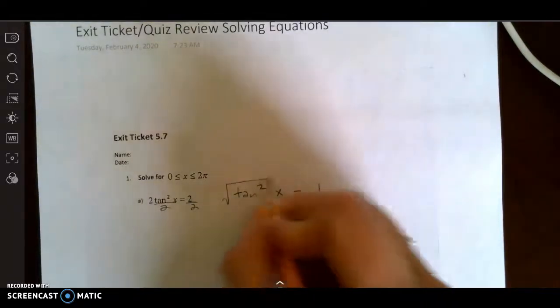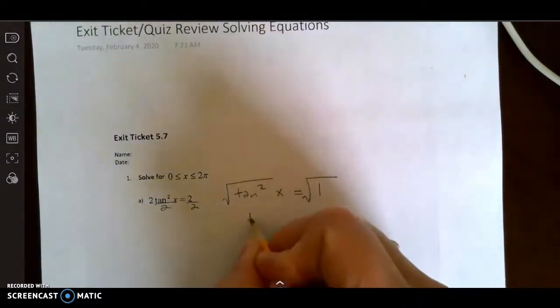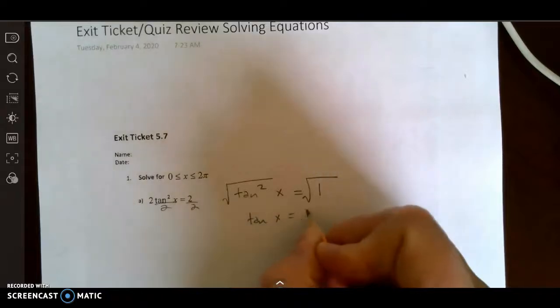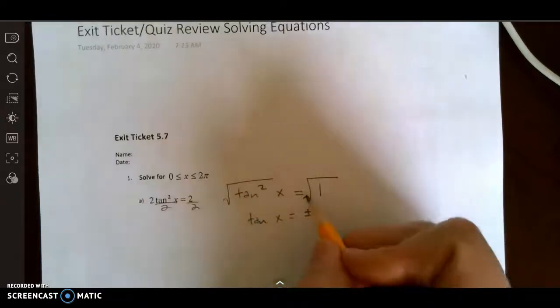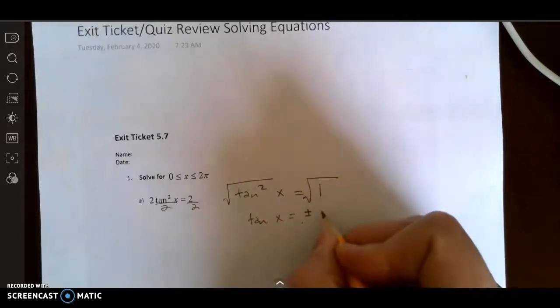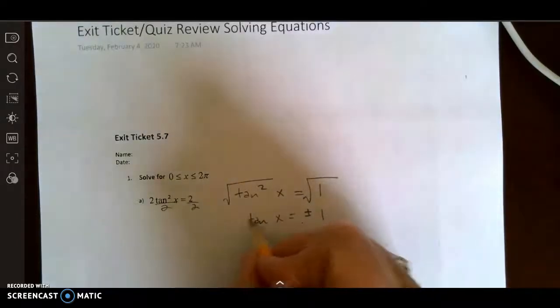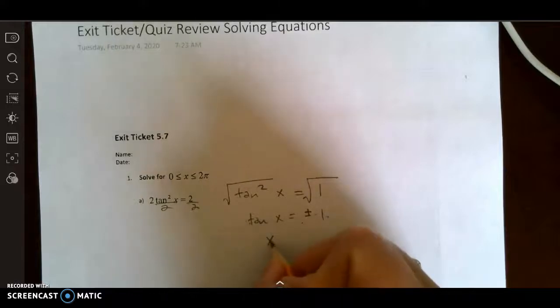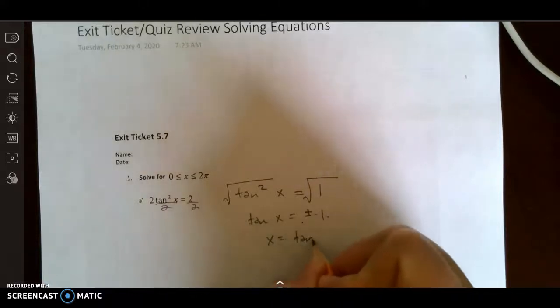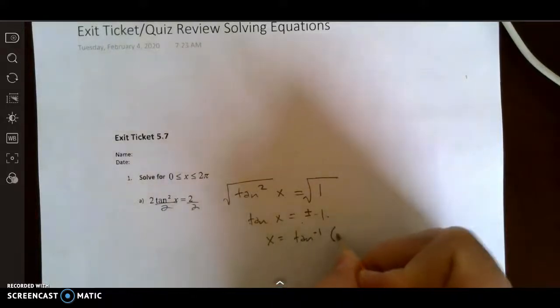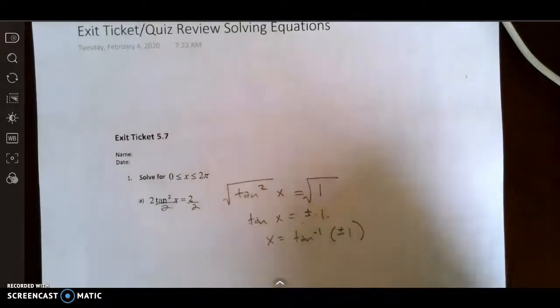Take the square root. And I get that the tangent of x equals plus or minus, because I put that square root in, I have to remember the plus or minus. And I know that the square root of 1 is 1. I'm going to take the inverse of each side. So x is the inverse tangent of plus or minus 1.